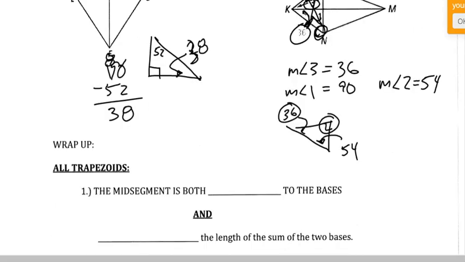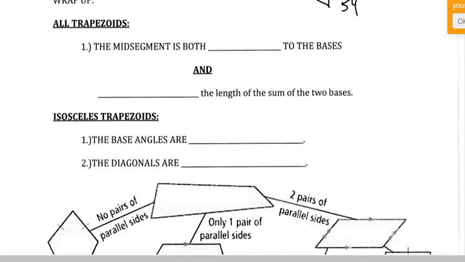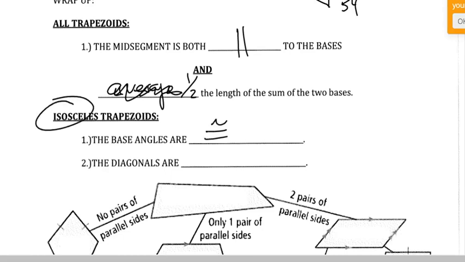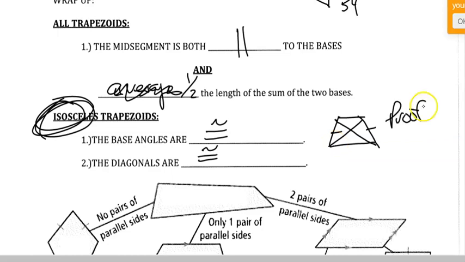All right, let's wrap this puppy up. This is the information we learned today. The midsegment is going to be parallel to the bases, and it's going to be 1/2 the length of the sum of the bases, aka the average of the bases. The base angles are congruent for an isosceles trapezoid, and the diagonals are going to be congruent for an isosceles trapezoid. If you ever forgot that, you just draw yourself an isosceles trapezoid. Diagonals, that length and that length seem to be congruent. If you didn't believe it, you could do a proof in your head.